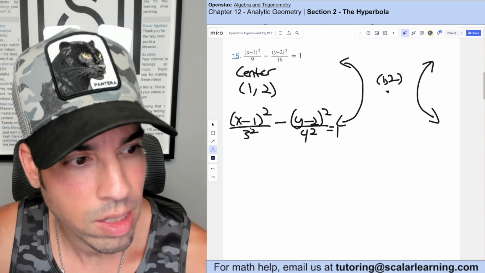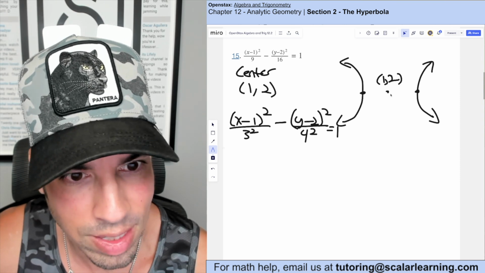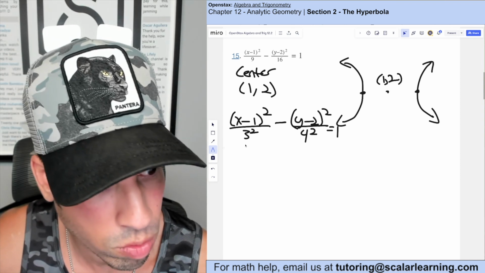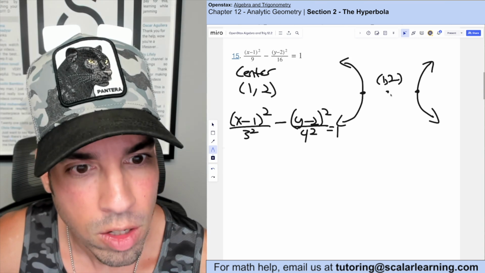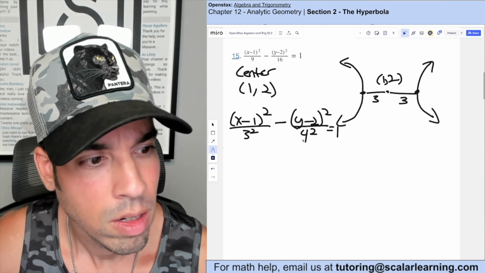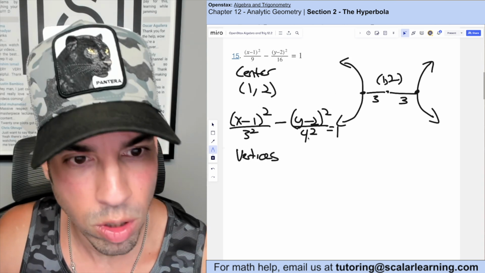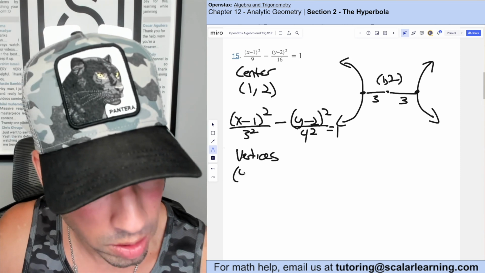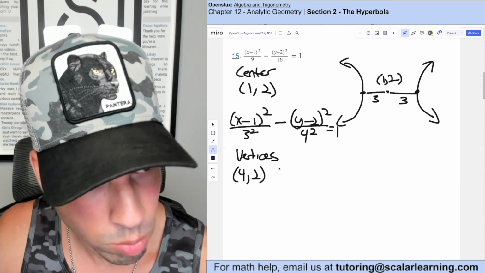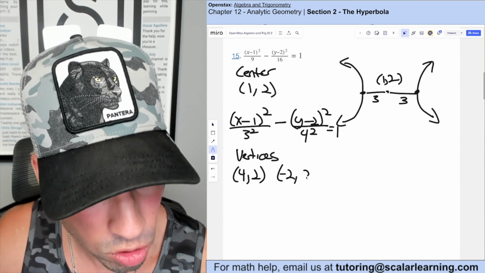And we can see that since the x is first, these vertices are going to be out here and here. What's the distance that we're going from the center? It's going to be 3, right? It's this value right here. So we're going to go 3 out this way, 3 out this way. That means the vertices are going to be, starting from the center at (1, 2), I'm going to add 3 to the x, so we're going to get (4, 2). And then I'm going to subtract 3 from the x, and we're going to get (negative 2, 2).